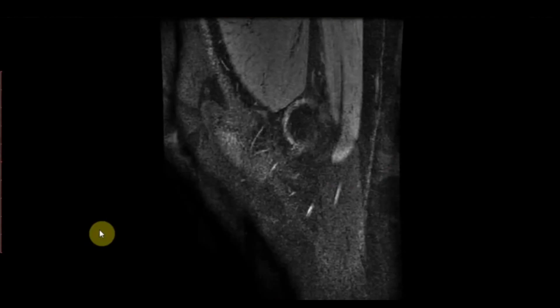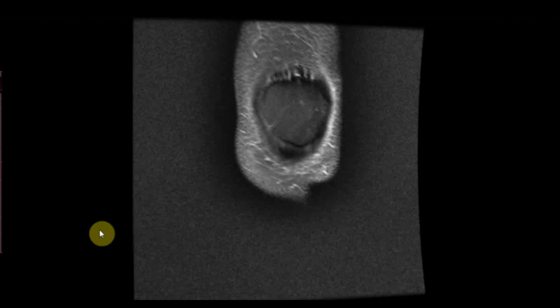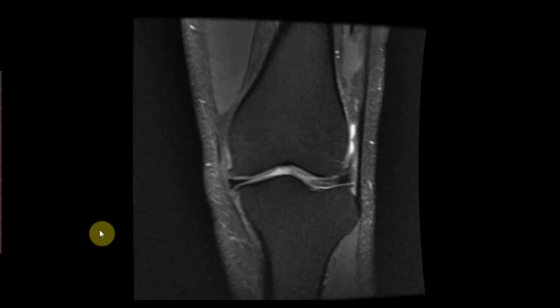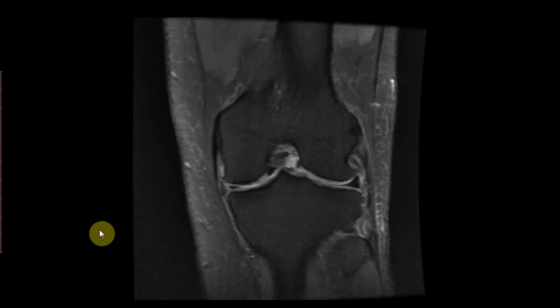Let's move to next case. This is the case of a 45-year-old male.